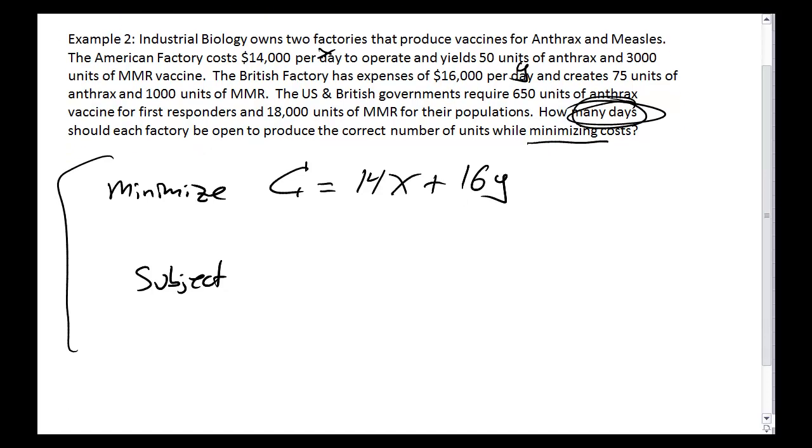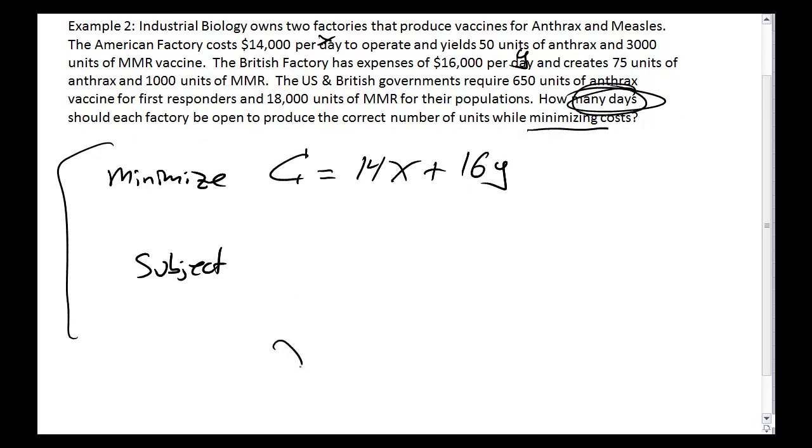What are my constraint equations? Well, once again, I have non-negative variables. The American factory has to be open a non-negative number of days, as does the British factory. It can't work any other way. But now we have some information about these factories. Let's talk about anthrax first.